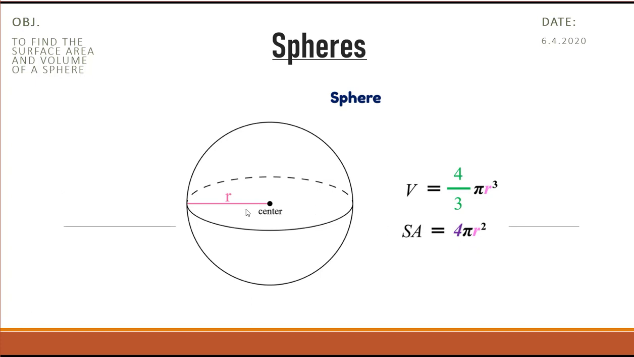R is the radius, okay? And the radius is the distance between any point on the surface of the sphere and the center. So the two rules today are the surface area, 4 pi r squared, and the volume, 4/3 pi r cubed.